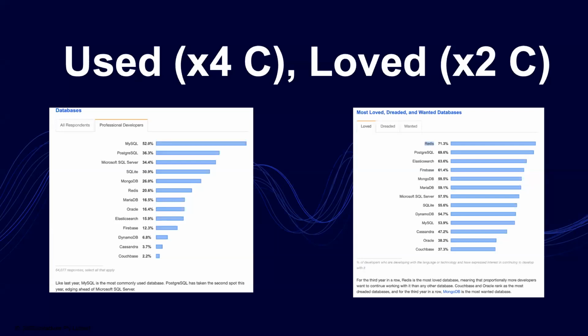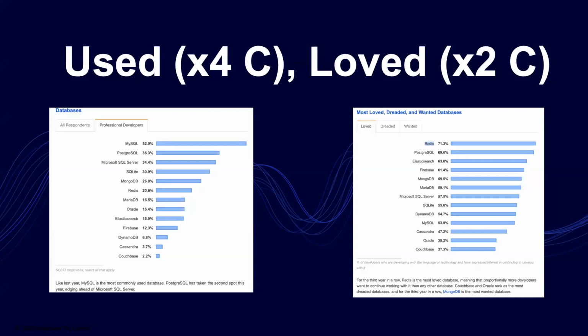So let's talk about the market share of all these systems. So as you can see, Cassandra is like 3.9%. MySQL, Postgres, SQL Server, that's pretty much a majority of the entire market. And then Mongo is like 20%. Redis is 20%, heavy usage.